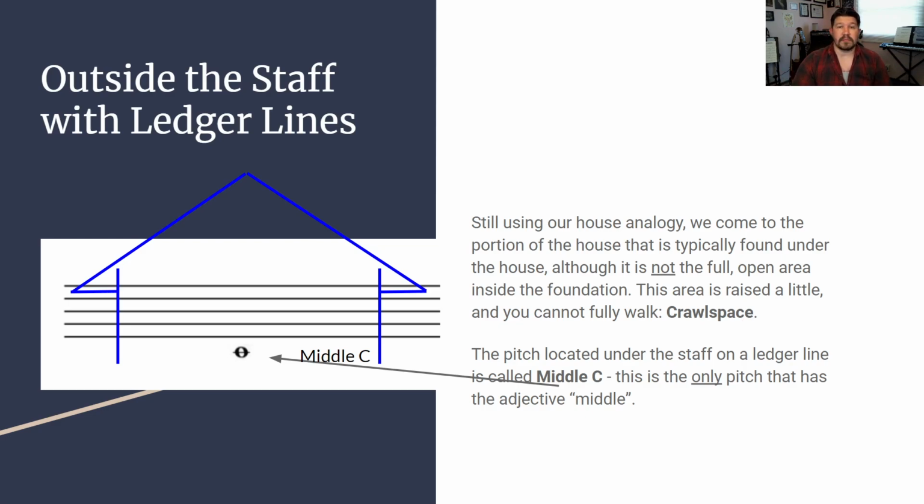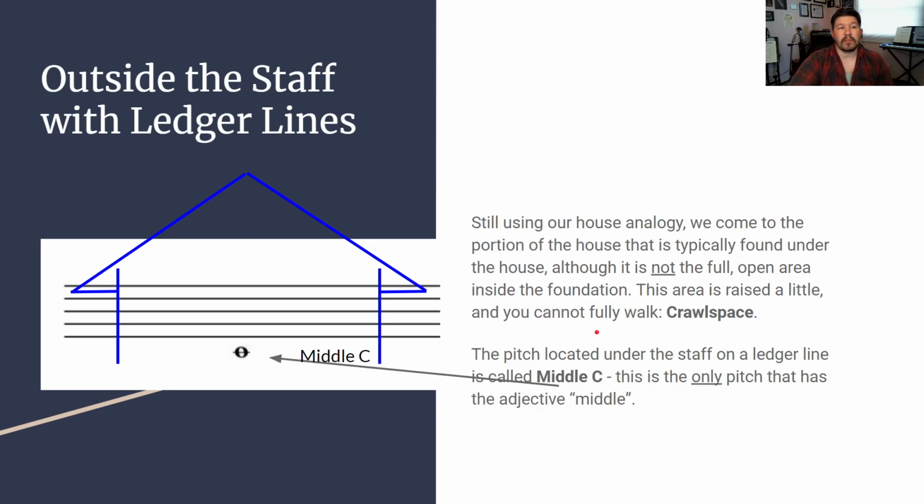But the very first house that my parents and I lived in long ago did have a crawl space in it. So the pitch that's located on the crawl, or on that ledger line down there, that crawl space, is middle C. Now, one great way to remember that this is middle C is by remembering that that adjective middle is the only middle that we have on our staff. There is no middle B or middle A or middle G or any of that sort of thing. Middle only goes with the C that is below the staff. Okay? So hopefully that helps out a little bit.